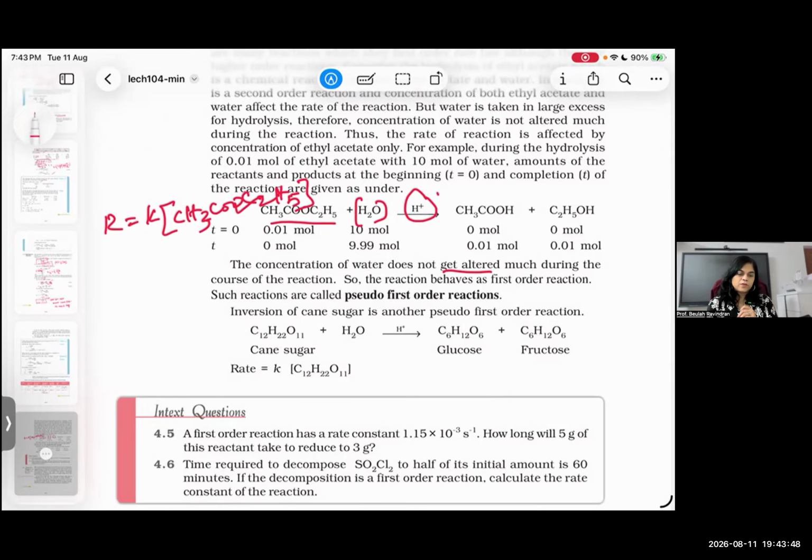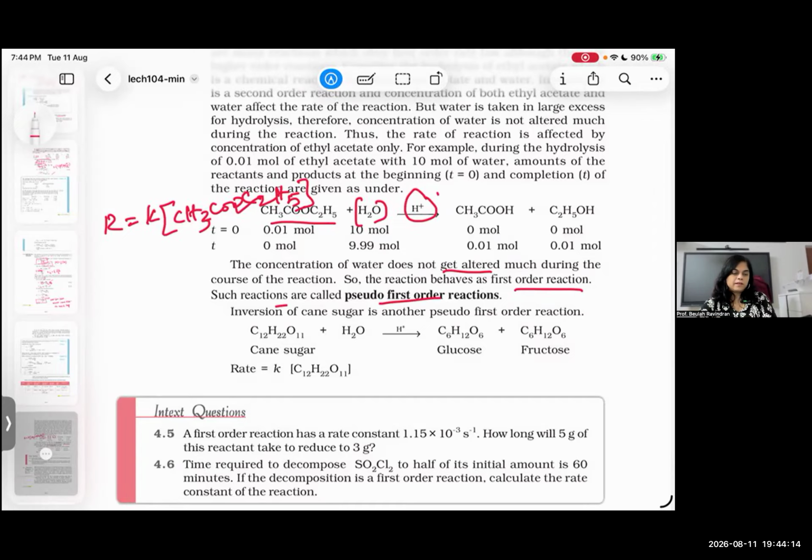So the reaction behaves as a first order reaction. Such reactions are called pseudo first order reactions. This is the main point you need to consider. The reactions that are second order, bimolecular, two molecules, but follow first order kinetics, because one reactant is present in large excess and it remains stable.